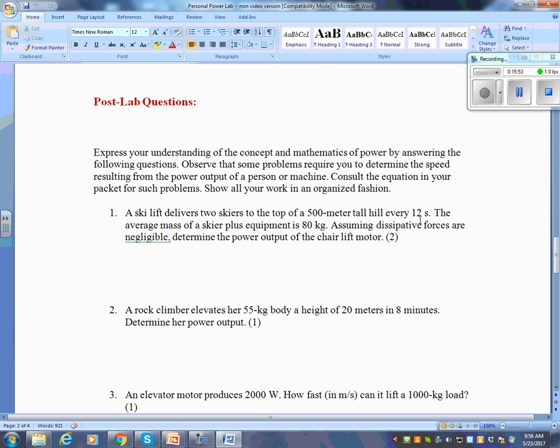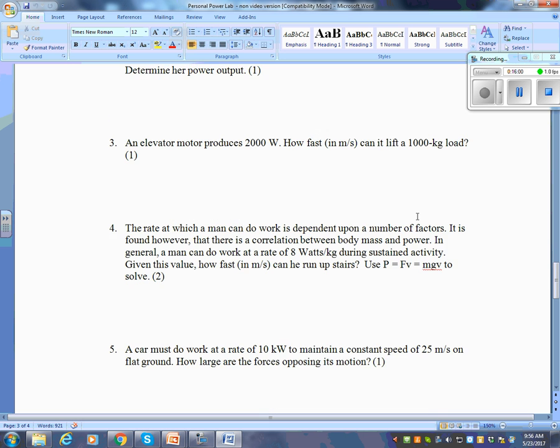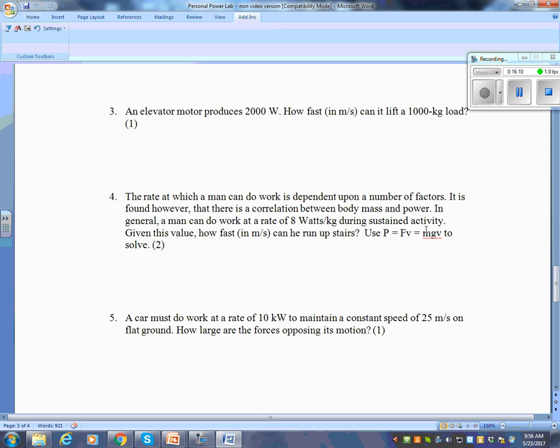Okay, then there are several post-lab questions. Some are easy. The ones near the bottom are hard. You're going to have to sort those out, maybe talk to a neighbor. I will help when I get back. Four and 5 are a little bit hard. They relate to the textbook stuff. If you want to make a note there, P equals FV. That's what they relate to.